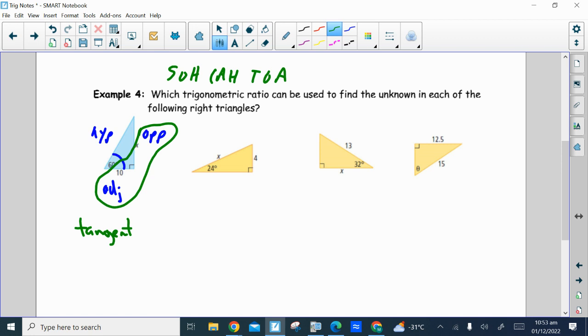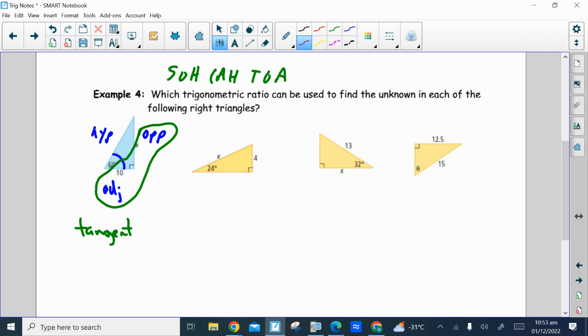Sine uses opposite but not adjacent. It only uses O and H. Cosine uses adjacent but not opposite. It uses adjacent and hypotenuse. Only the tangent uses O and A, opposite and adjacent, which are the two sides that we have grouped together, because we want to find x, which is the opposite, and we're given 10, which is the adjacent.